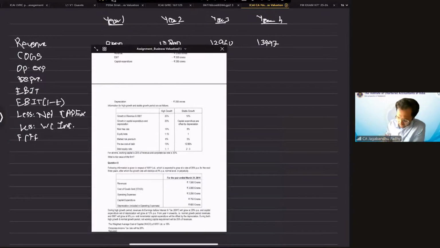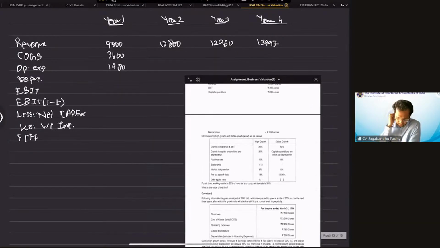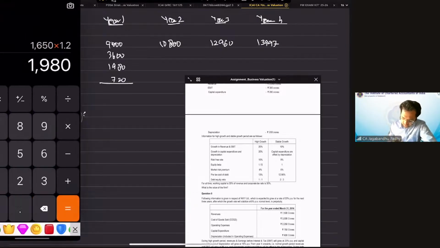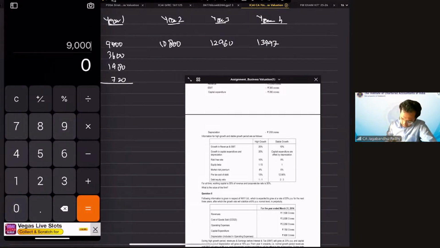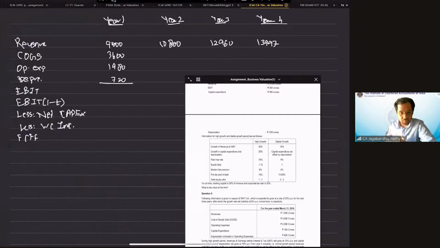Now every year this 1980 is going to increase by 20%. In fact, the depreciation is also going to increase by 20%. So you get the EBIT. How much is the EBIT? 9,000 minus 3,600 minus 1980 minus 720. That is 2,700.